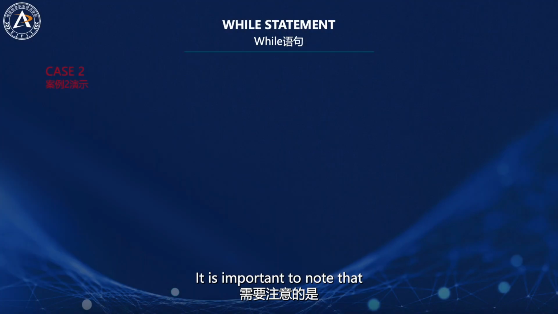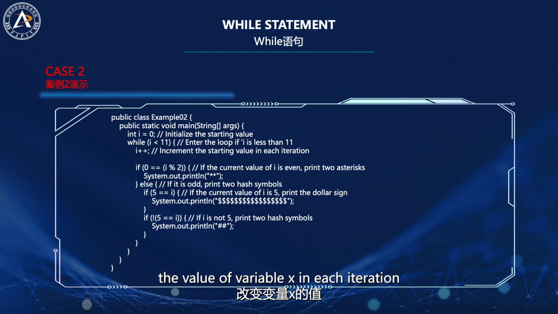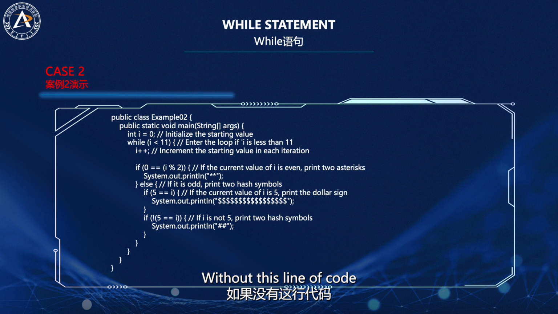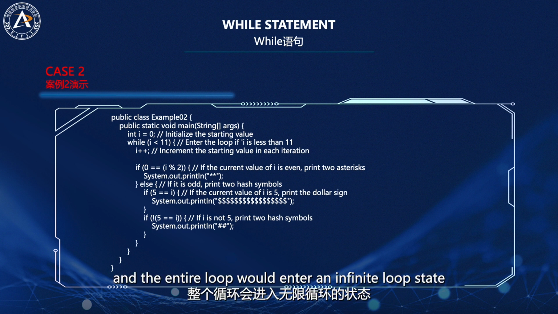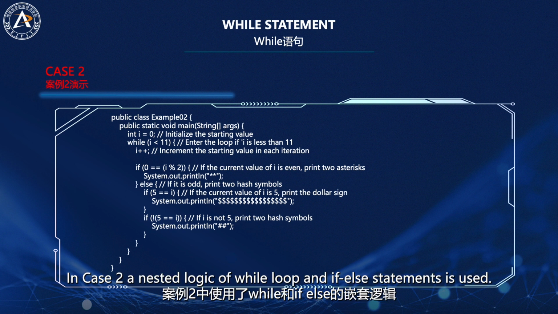It is important to note that the code in line 6 of the file changes the value of variable x in each iteration, ultimately modifying the loop condition. Without this line of code, x value would remain 1, and the entire loop would enter an infinite loop state, never ending. In case 2, a nested logic of while loop and if-else statements is used.